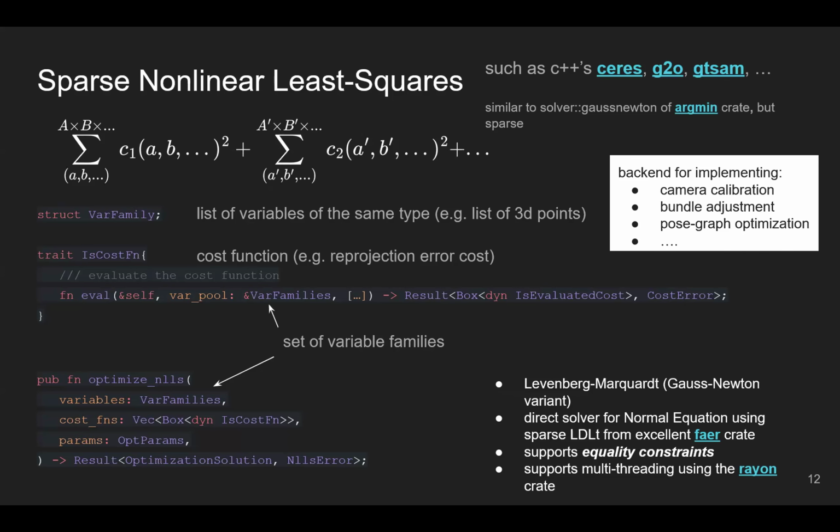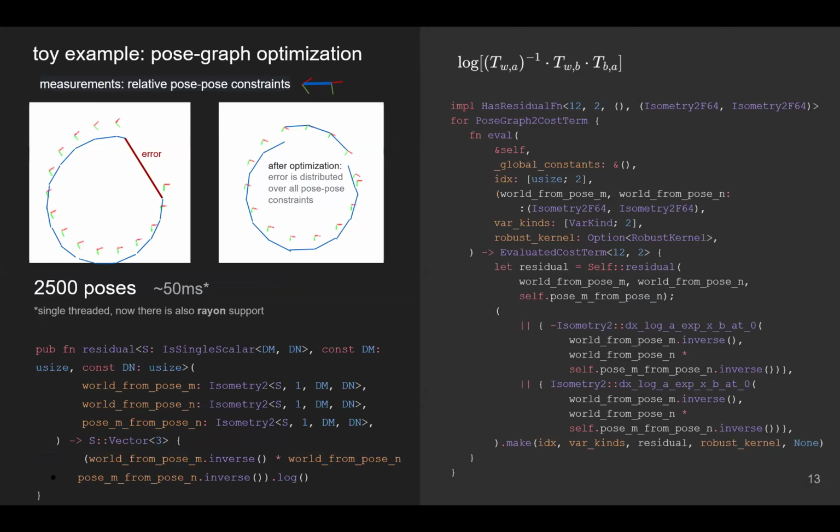Okay. So this is a toy example for pose-graph optimization that I implemented. Basically you have a loop, like a robot moves around, and there's an error in the knowledge of the positioning, and you optimize that loop to distribute the error over the graph. I'll go over this pretty quickly. Even for a pretty big graph with 2,500 poses, it only took about 50 milliseconds when single threaded.